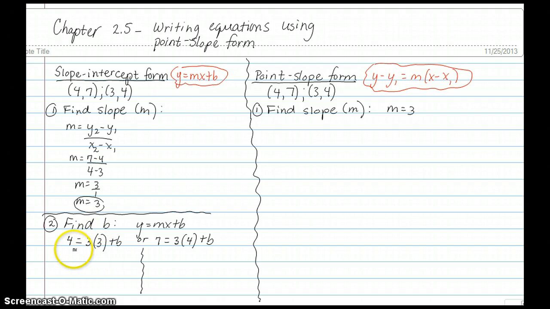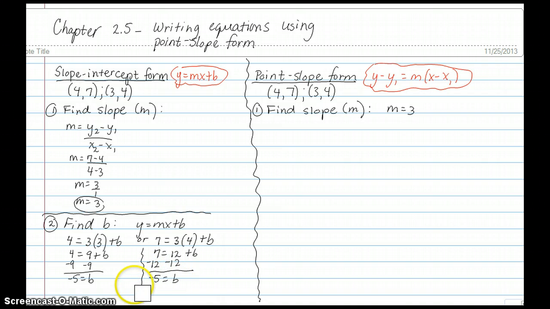So 3 times 3 is 9, so we have 4 equaling 9 plus b. Subtract 9 from both sides, and negative 5 equals b. On this side, we have 7 equaling 3 times 4 is 12 plus b. Subtract 12 from both sides, and negative 5 equals b. Either way is just fine.